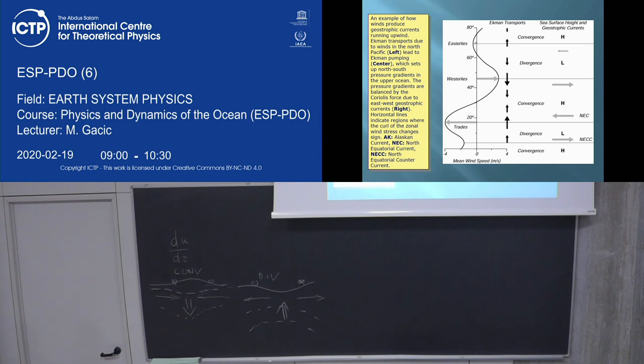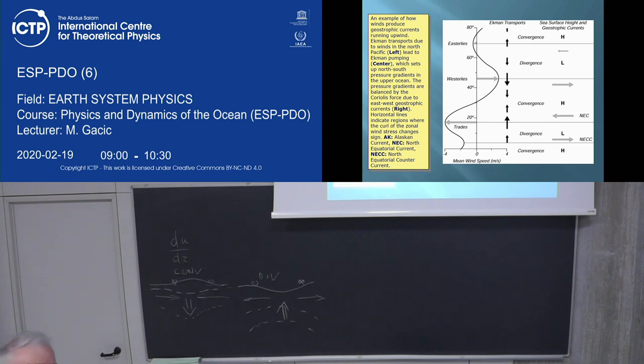So you can see this passage from the steady wind, to the steady Ekman transport, and then from the Ekman transport we have the geostrophic flow. So we have the whole passage from the steady wind to the steady Ekman transport and to the steady geostrophic flow. And you can see that with this simple reasoning, we can explain the steady motion in the ocean as a response to the steady wind field. So this is one thing.